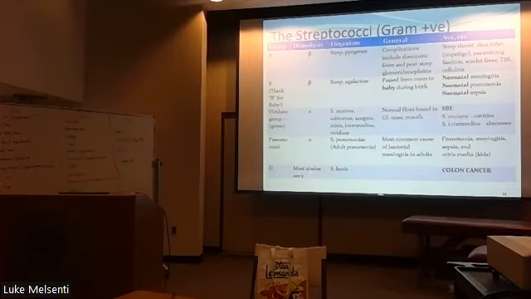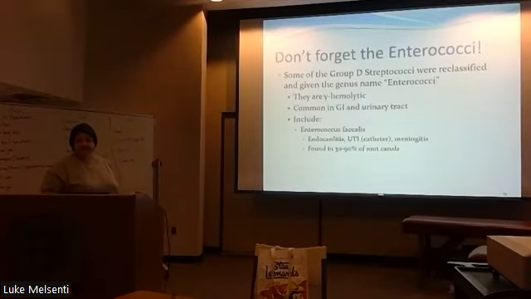Okay, and then for the D group, for the gamma, the only thing you need to know about the gamma is strep bovis and it's associated with colon cancer. If they say anything about colon cancer on the test, the only answer is strep bovis. Okay? Good so far? Okay, don't forget the enterococci.